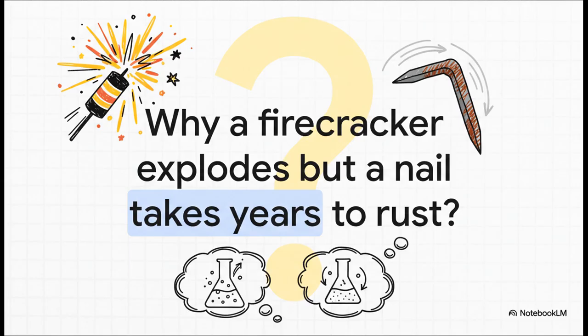A firecracker just, bam! It explodes in a flash of light and sound. But then you have an iron nail, right? You leave it outside, and it takes years to slowly, almost invisibly rust away. Now, both of those are chemical reactions, but obviously their speeds are just worlds apart. So, what's controlling the gas pedal here?